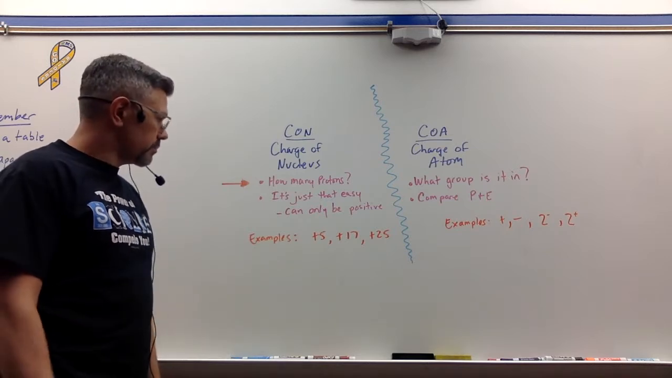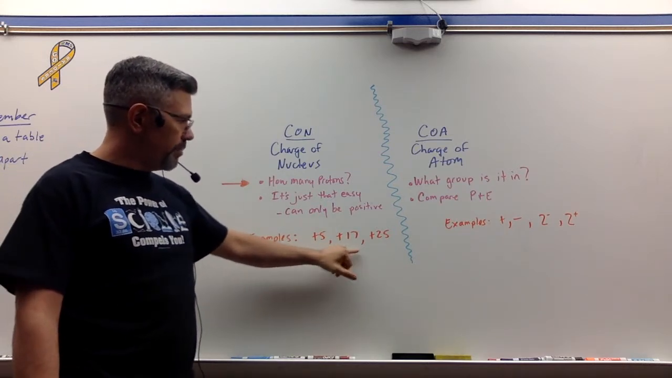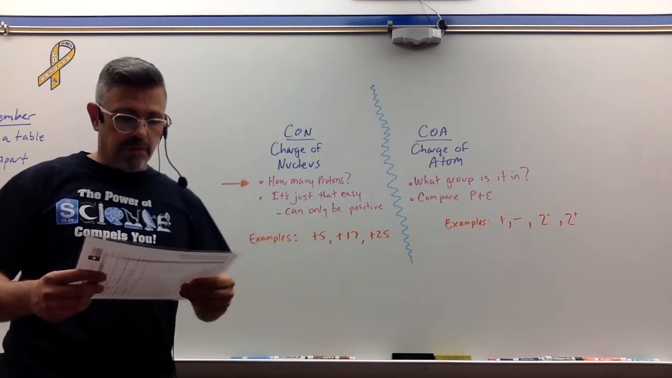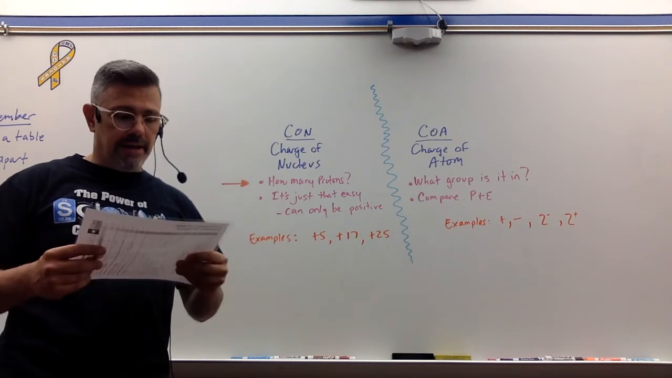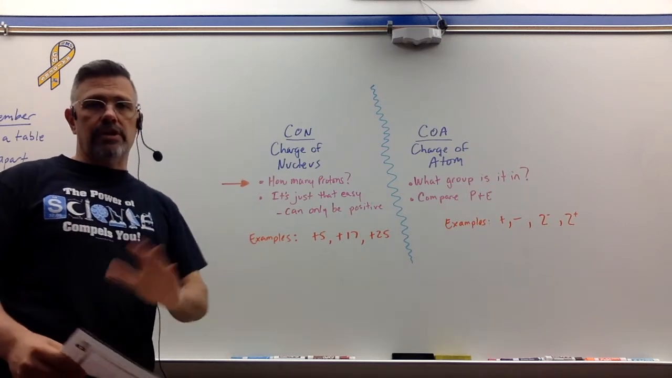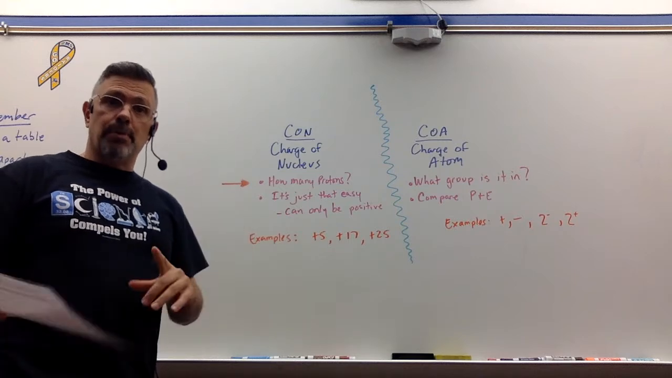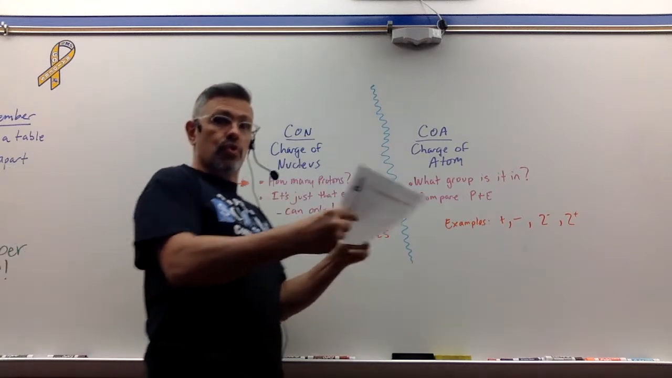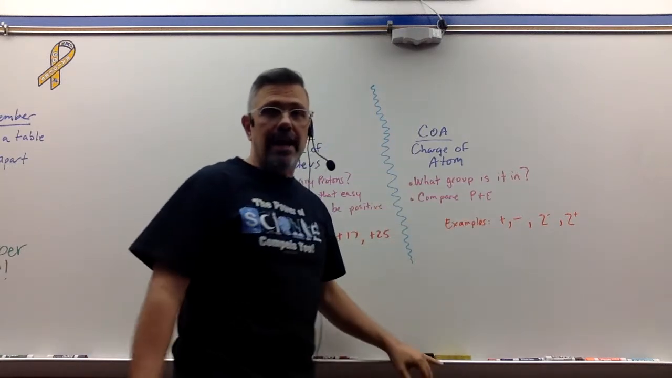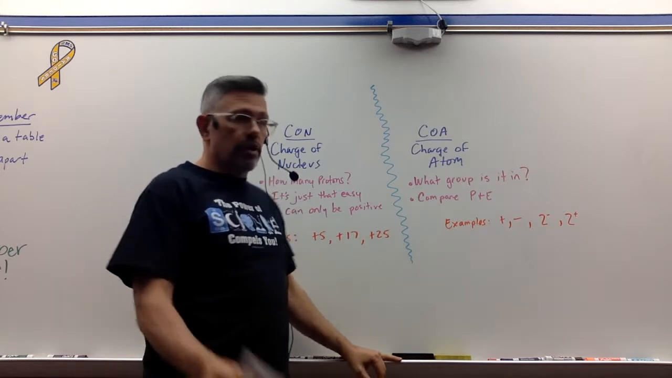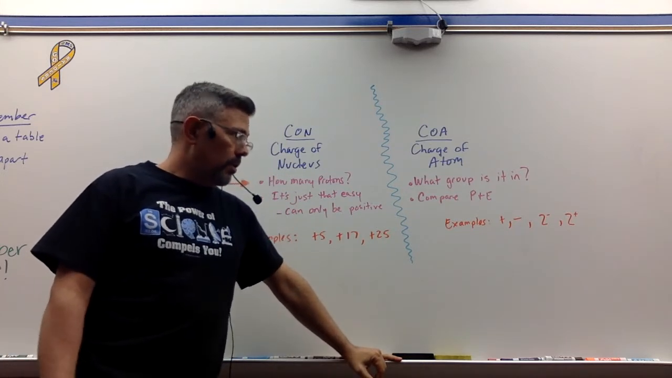Really simple. Examples would be plus 5, plus 17, plus 25. Plus 25 would be for manganese, a transition metal. So that's a perfect point. Let's transition over to charge of the atom now. Okay? Charge of the atom is a little different.